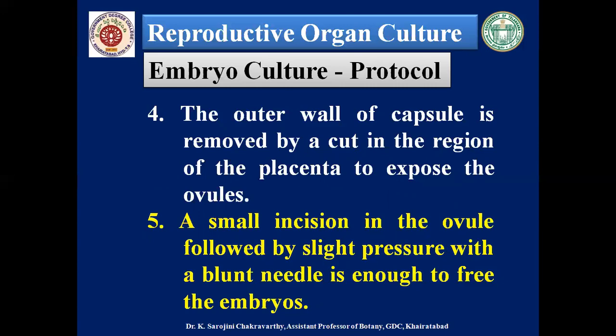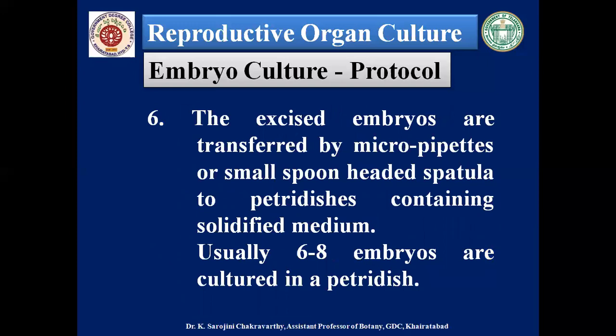Then a small incision, and an incision is nothing but a cut, in the ovule, followed by slight pressure with a blunt needle, is required to free the embryos. So to make the embryos come out of the ovule, we have to put a small cut in the ovule and press the ovule with a blunt needle so that all the embryos will be exposed.